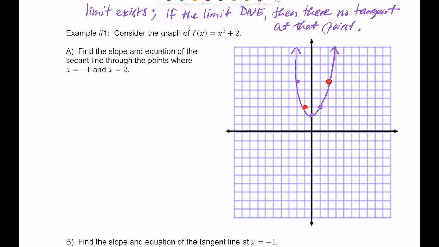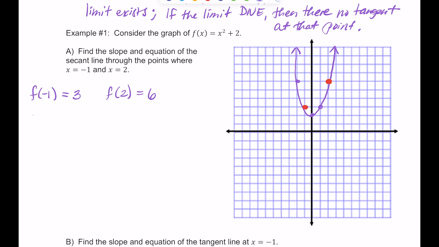So first I need to find when x is -1, what would y equal? I'm going to simply plug in -1 for x, and you would have -1 squared, which is 1, plus 2 is 3. And if I find the y value when x is 2, 2 squared is 4, plus 2 is 6. So you've got these 2 points, (-1, 3) and (2, 6).